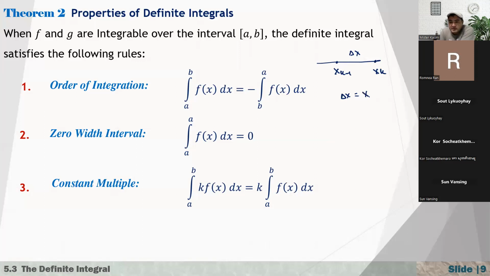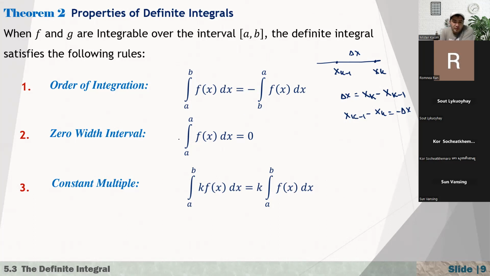So here, this delta x is equal to x sub k minus x sub k minus 1, right? Now, how about if you integrate starting from b to a, in the reverse direction? At that time, what will your delta x be? Now, instead of delta x, we will have minus delta x. Why? Because here we have x sub k minus 1 minus x sub k, which gives us minus delta x. And that's why we just have a minus, and we can interchange the integration limits.